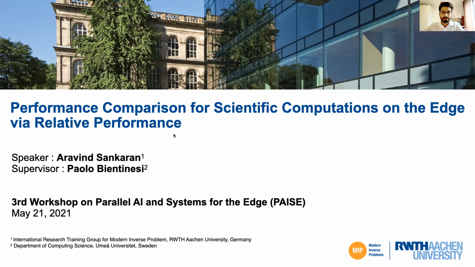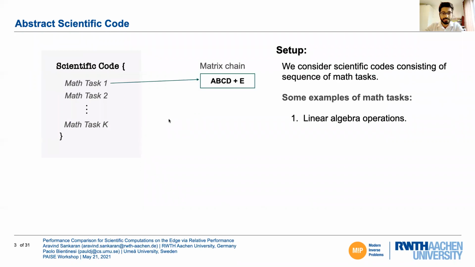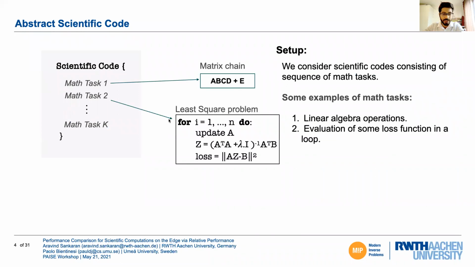By scientific computations, we mean a code that consists of a sequence of mathematical tasks. We do not make any hard assumption on what these tasks could be, but in general, each task evaluates some mathematical expression. For instance, it could be a linear algebra expression consisting of a chain of matrix-matrix multiplications, or it could be an evaluation of a least squares problem in a loop. These tasks are commonly seen in neural network-based applications. For our discussion here, we only consider a scientific code with this abstract representation, because whatever application you can think of, we can fit it to this abstract representation.